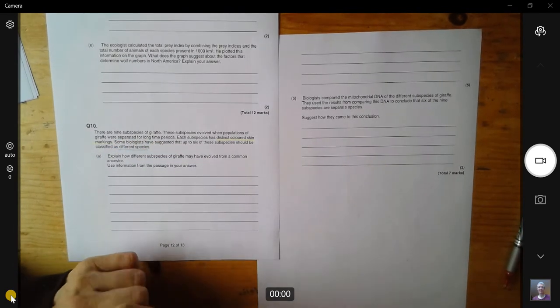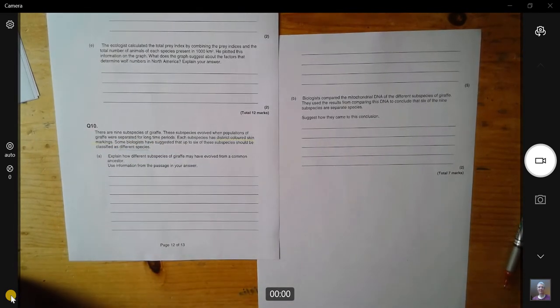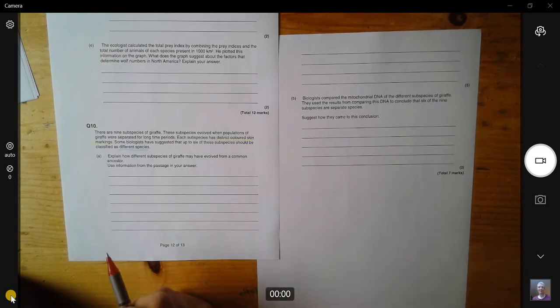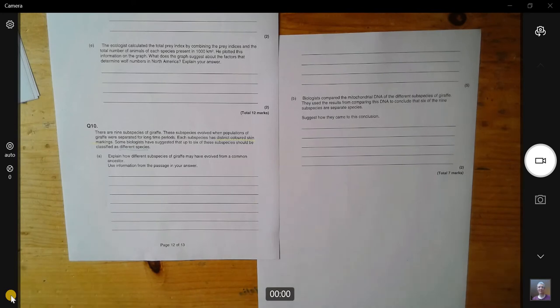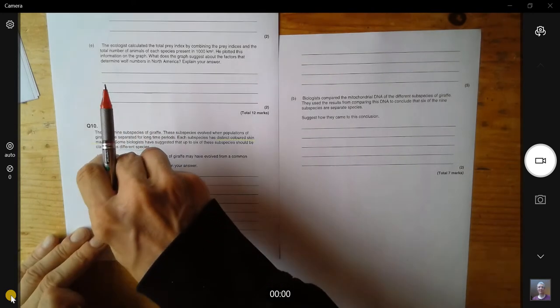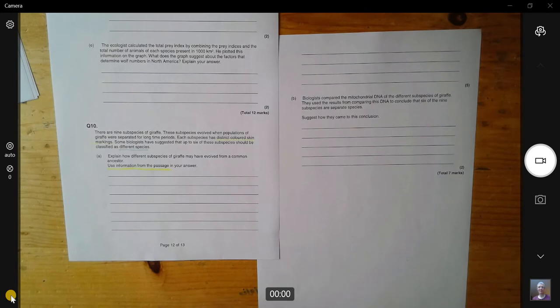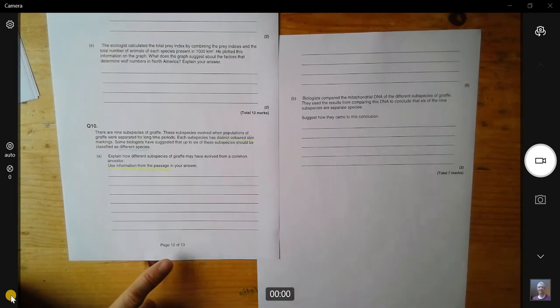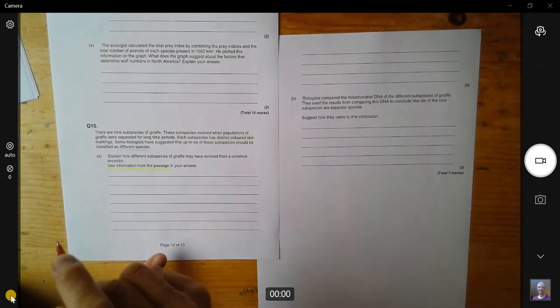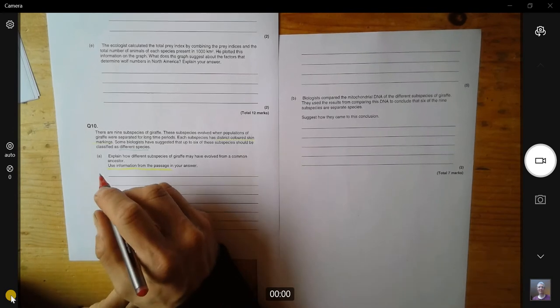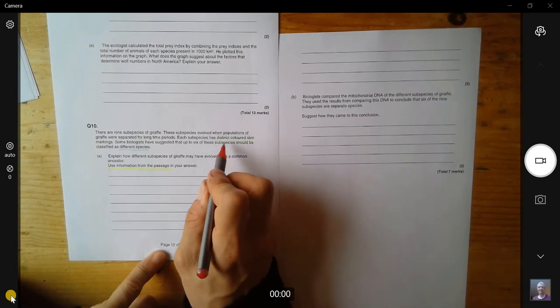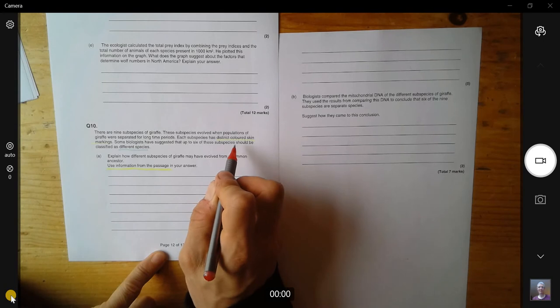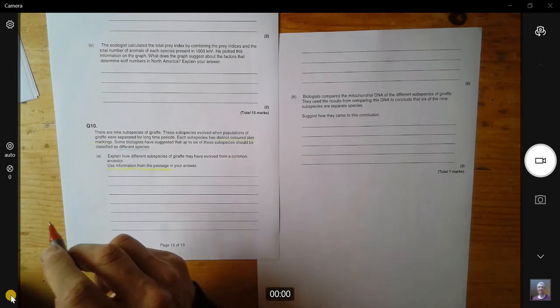Okay. And then how did they evolve from a common ancestor? Use information from the passage. Let's do that. So it's our natural selection and evolution theory, just giving examples, particularly with these, the bit of information it gives us, these distinct coloured skin markings.